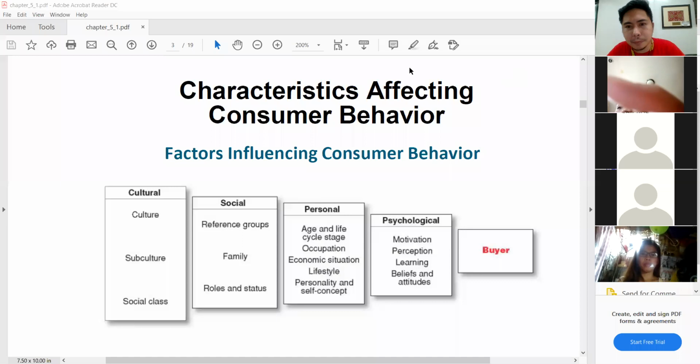Okay, so family. Your family members shape your consumption. We also have roles and status. Our roles and status usually depend on whether you are a manager, in the rank and file, or a CEO or an executive.